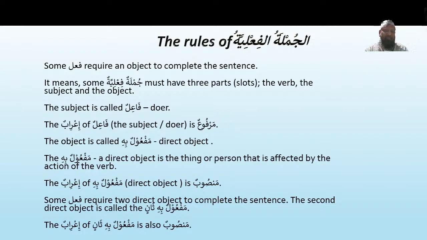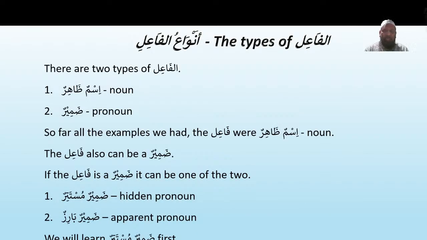Some fa'il require two maf'uls, two objects, and the second object is called maf'ulun bihi thaniyan, and the i'rab of maf'ulun bihi thaniyan is also mansub. Here we've learned anwa'ul fa'il, the types of fa'il. There are two types of fa'il. One is called ismun dhahirun, which is the noun in the sentence, the doer coming as a noun. Number two, damirun. The fa'il comes as a pronoun.